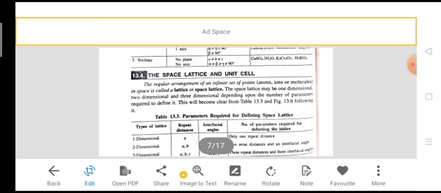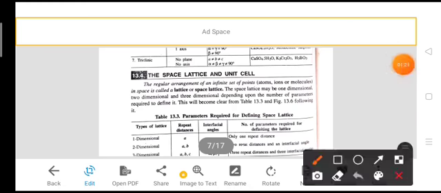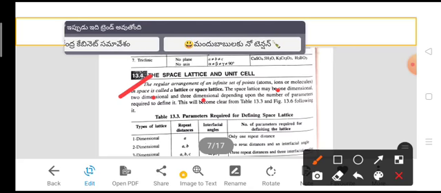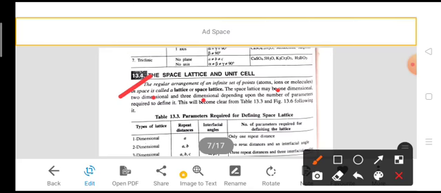The space lattice may be one dimensional, two dimensional, three dimensional, depending upon the number of parameters required to define it. So depending upon the number of parameters required to define it, the space lattice may be classified into three types: one dimensional, two dimensional and three dimensional.